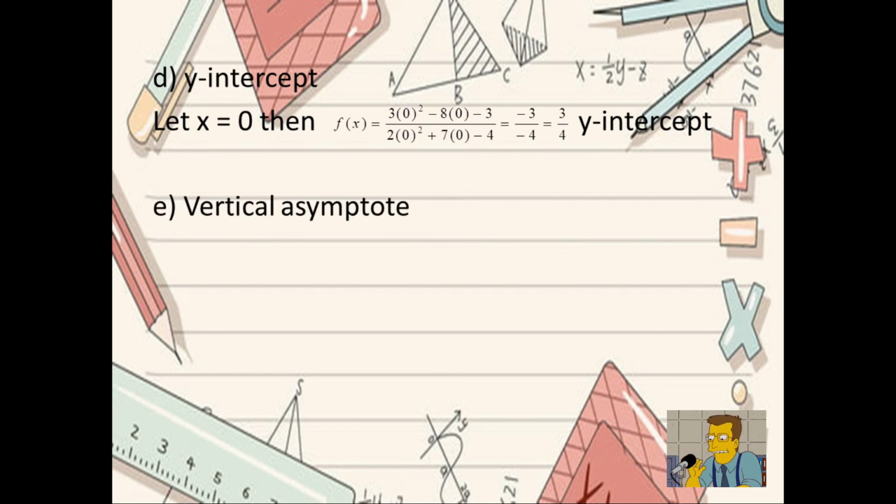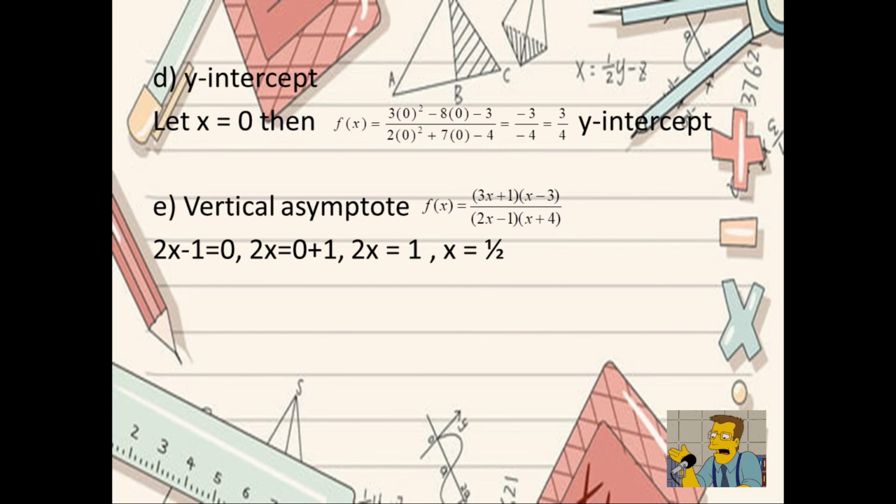Next, the vertical asymptote. In the factor form of the function, to find the vertical asymptote, use the denominator of the function, and that is 2x minus 1, then equate to 0. So 2x equals 0 plus 1, then 2x equals 1, then divide both sides by 2, and x equals 1 over 2. That is the first vertical asymptote. The second, equate another factor of the denominator, and that is x plus 4 equals 0. So x equals 0 minus 4, and x equals negative 4. So therefore negative 4 and 1/2 are the vertical asymptotes.